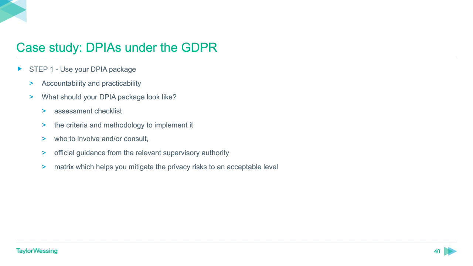The fourth one will be to include and take into account the guidance which has been issued by your local supervisory authority or the Article 29 Working Party. And as a reminder, the Article 29 Working Party issued some guidance in April of last year and revised this guidance in October of last year as well. The last element to include in your DPIA package is a matrix which may help you mitigate the privacy risk to an acceptable level, because this is what a DPIA is about, trying to minimize all the risks that you have identified.